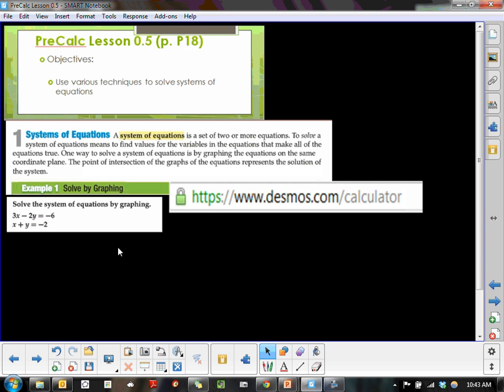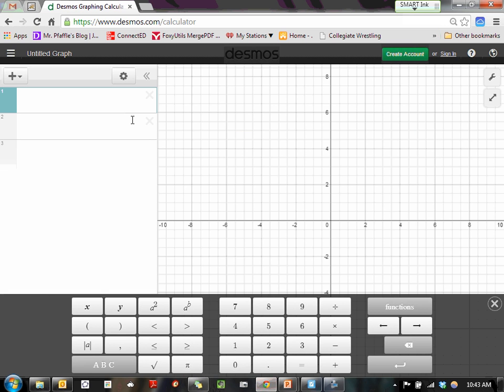You're certainly welcome to use your TI handheld technology to do that, but I'm going to show you another feature. If you've never seen the Desmos site, you're going to like it because it's a fast and efficient way of handling these systems. So here's the website that you can go to and put in your web browser. I already have it on here. It's the Desmos Graphing Calculator.